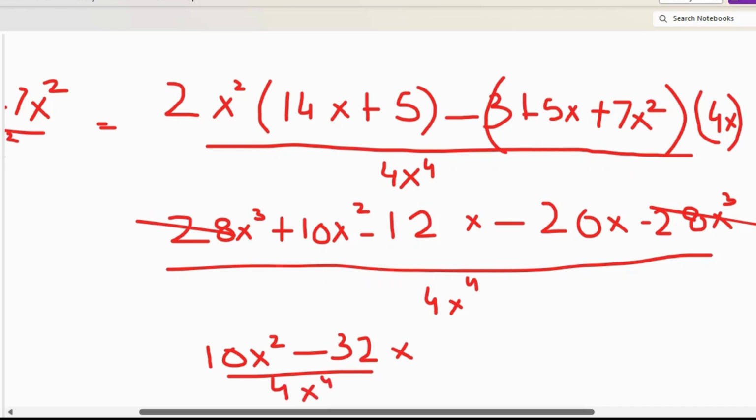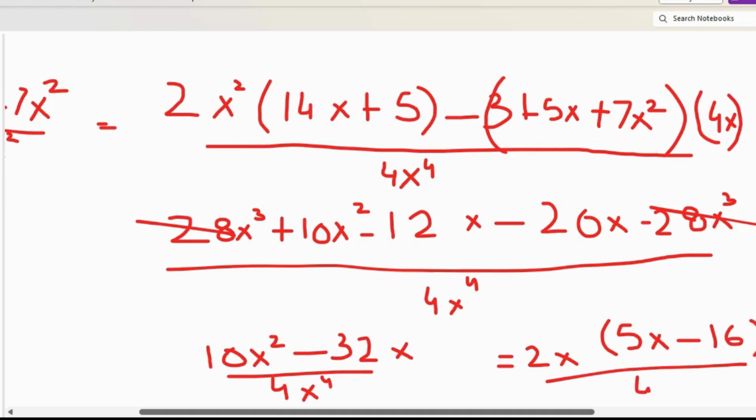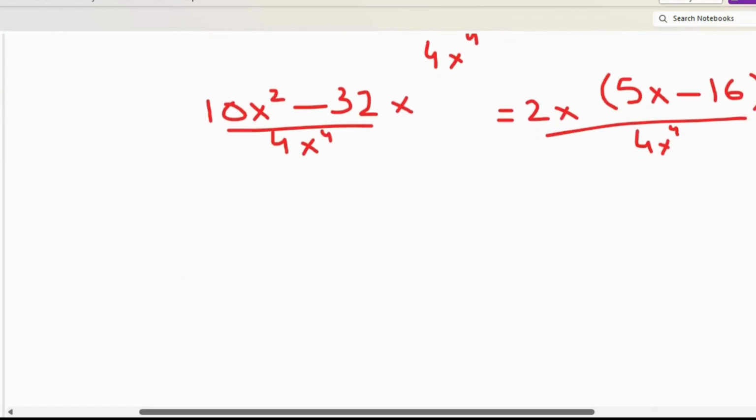And here, if you see, we can also take out 2x as common from the top. So what do we have now? 5x. So the 4 on the top would cancel out the 4 in the bottom. So we are just left with what? The x is also gone. It's 5x minus 16. And in the denominator, it's 2x to the power. And that is our answer.